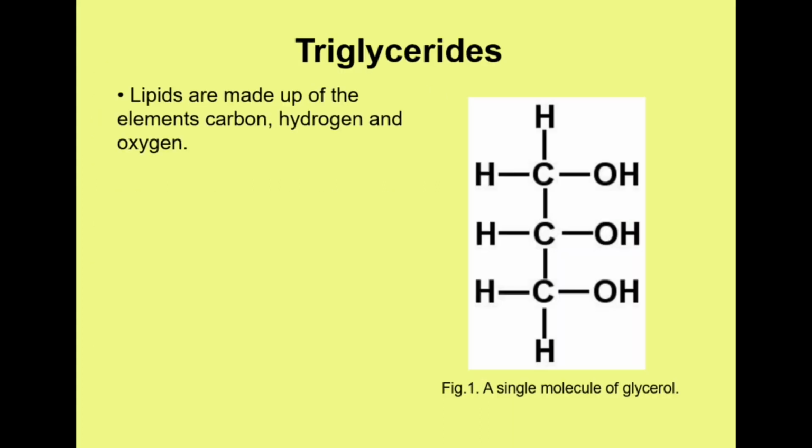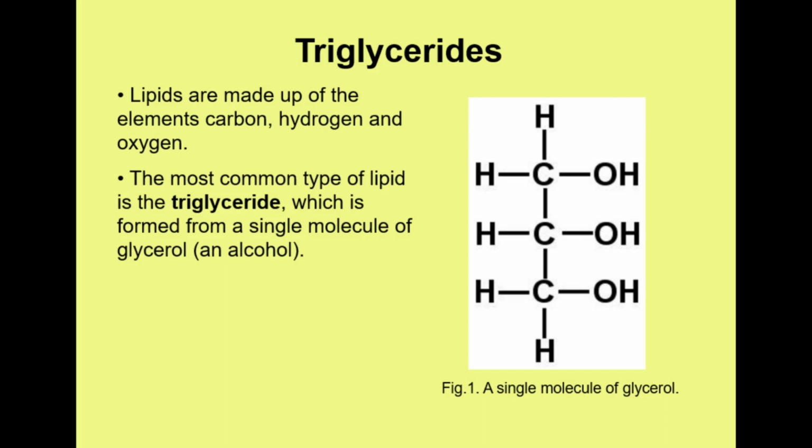Triglycerides then. When we look at all lipids, we see that they're made up of carbon, hydrogen and oxygen. And the most common type of lipid is the triglyceride. So that's what we're going to look at next. A triglyceride is made up of two main components. The first component, which we can see in the diagram here, is a molecule of glycerol, and glycerol is an alcohol. But you can see it's just made up of carbons, oxygens and hydrogens.